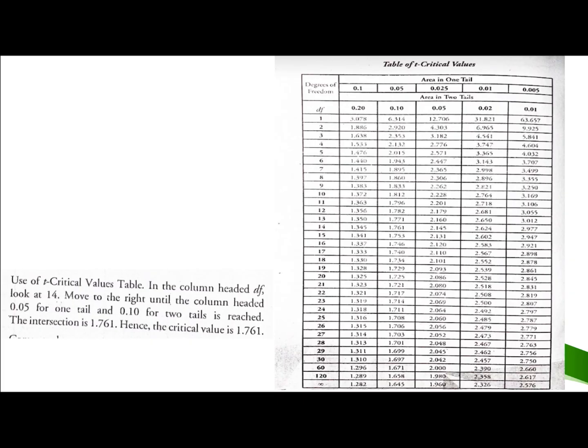So to determine the critical value on the t critical values table, in the column headed degrees of freedom, look at 14. Move to the right until the column headed 0.05 for one tail and 0.10 for two tails. The intersection is 1.761. Therefore, the critical value is 1.761.